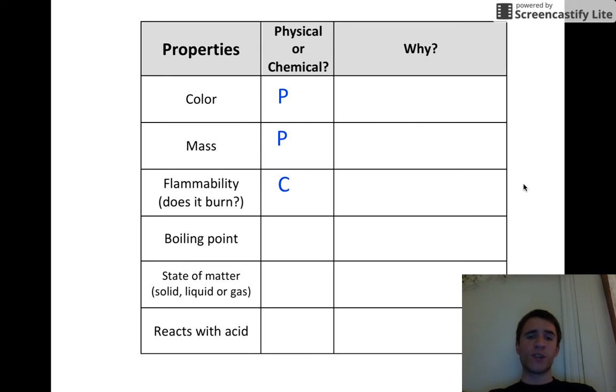Boiling point. This one's a tricky one. A lot of people will say this is chemical, or a lot of students might think this is chemical, but it's actually a physical property. And this is key to remember. So boiling point is the point at which a liquid turns into a gas, right?